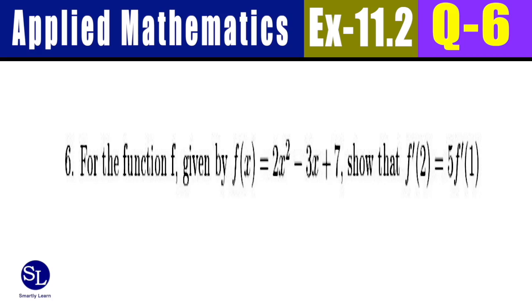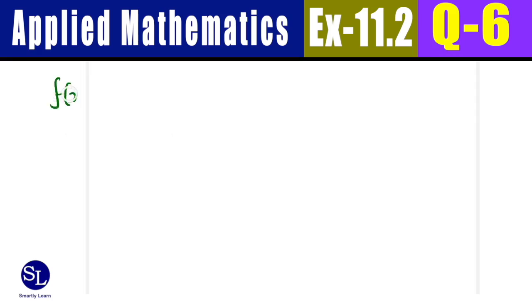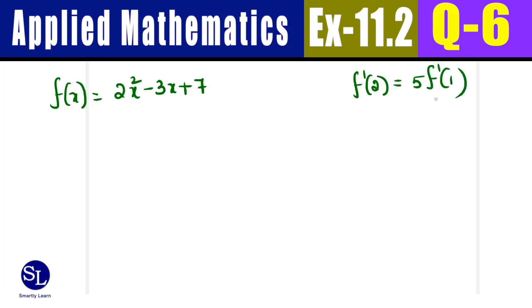So first let's write the f of x that was given to us. The f of x is equal to 2x squared minus 3x plus 7. We are supposed to show that f dash of 2 is 5 times f dash of 1. So first let's find out what is f dash of x. f dash of x is simply the differentiation of this input function.